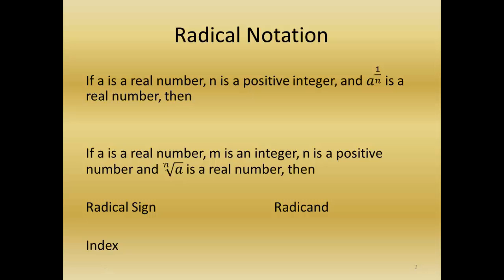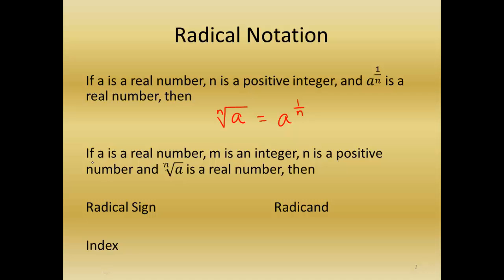If a is a real number, n is a positive integer, and a to the 1 over n is a real number, then we have that the nth root of a equals a to the 1 over n. So keeping in mind a is real, n is positive, so we're dealing with a positive nth root, and a to the 1 over n, the result of this is also real. So we get this conversion factor between the two, and it goes both directions.